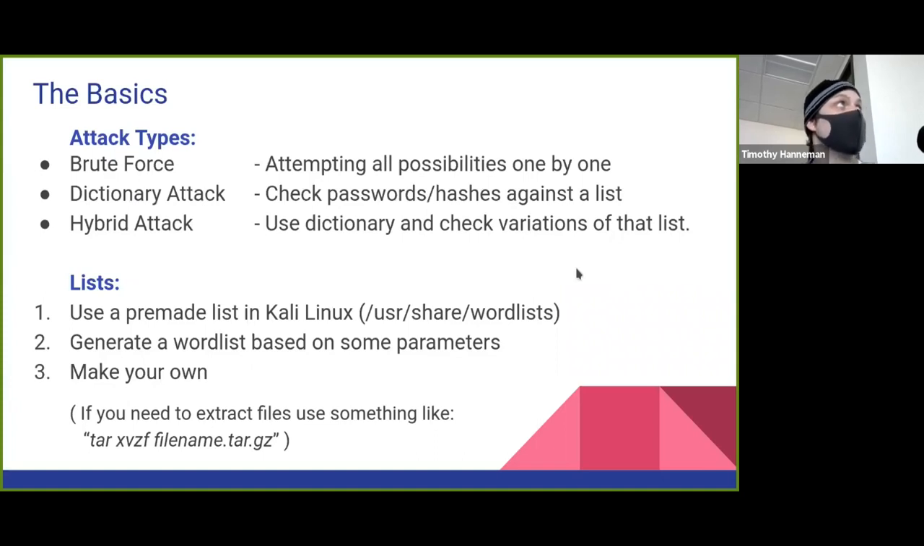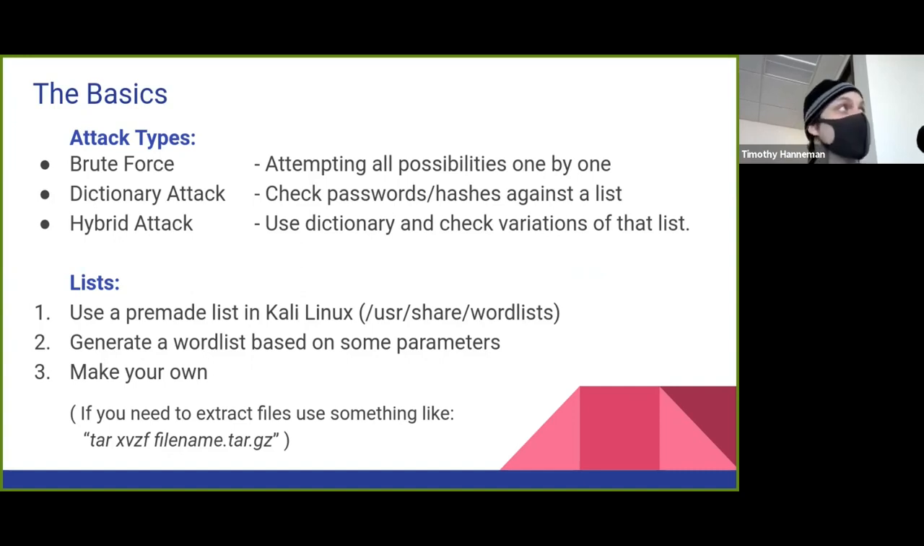Okay, so three basic attack types when you're trying to crack passwords. You've got brute force, which is attempting all possibilities one by one. So for example, you try A, then you try AA, then you try AB, then you try AC, etc. Dictionary attack is what it sounds like. You have a giant list of words or phrases or numbers or symbols, and you compare the hash values of those words to the hash that you're trying to crack. And then finally, you have hybrid attacks. A hybrid attack uses a dictionary and checks variants of that list.